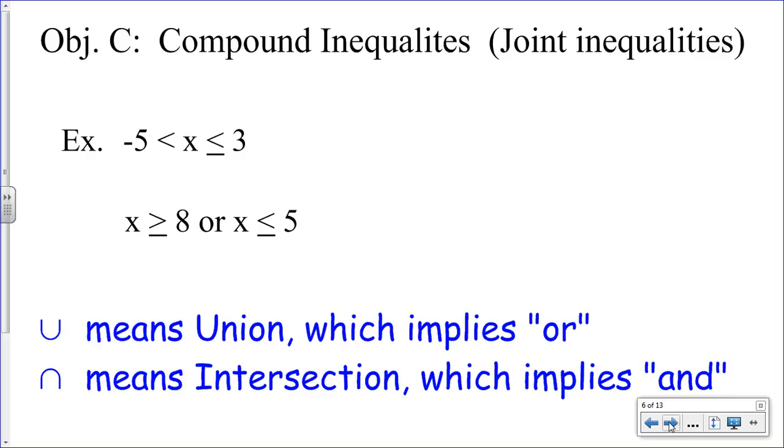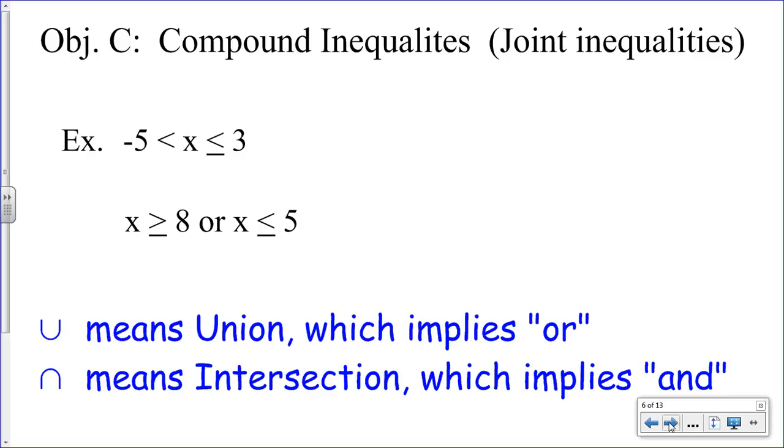The parentheses is the one that does not have the equal to. The bracket has the equal to. Okay, so we've already looked at this first one.